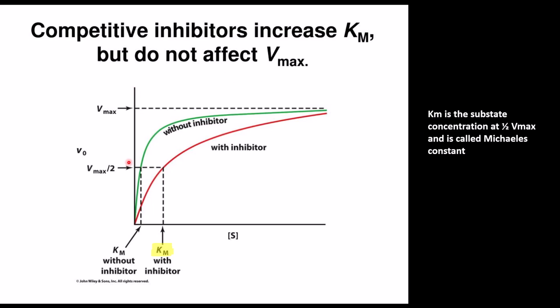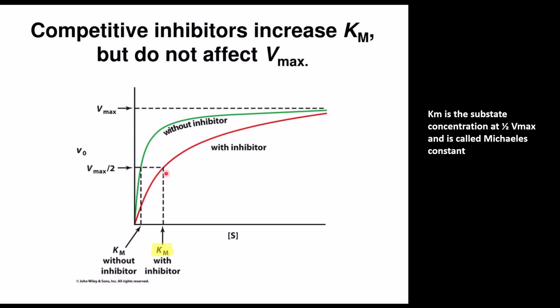So this is a graph where the x-axis represents the substrate concentration and the y-axis represents the velocity of the reaction. Here the red curve represents the competitive inhibitor. Here we can see that the maximum velocity remains the same even in the presence of the competitive inhibitor.